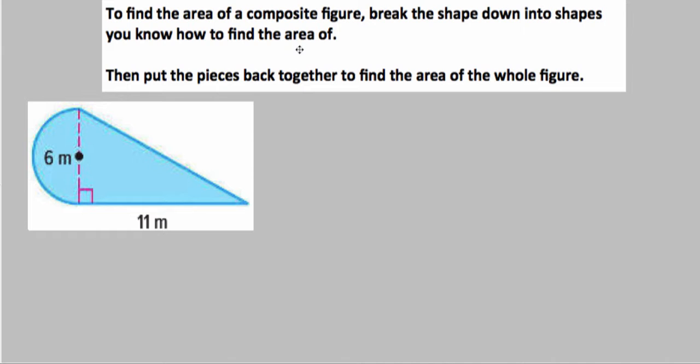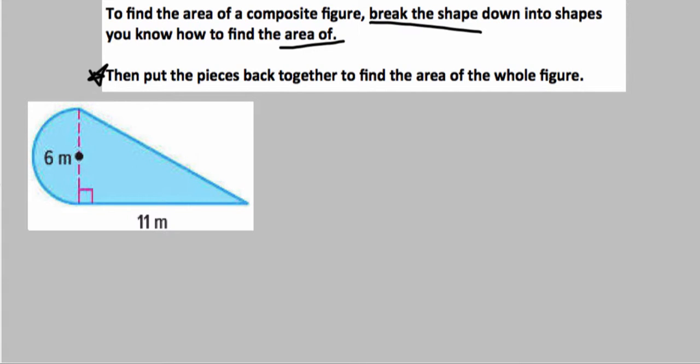So the big idea is that to find the area of a composite figure, or a big ugly figure that's made up of lots of parts, we're going to break it down into pieces, into things that we know how to find the area of. So think rectangles, triangles, parallelograms, trapezoids. Then we put those pieces back together. We add those individual areas back together in order to find the area of the whole shape.